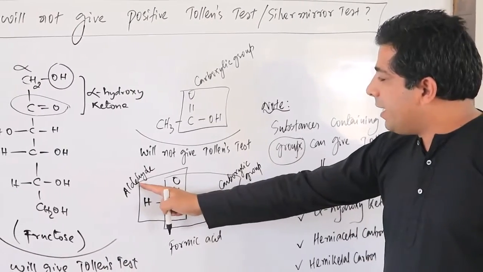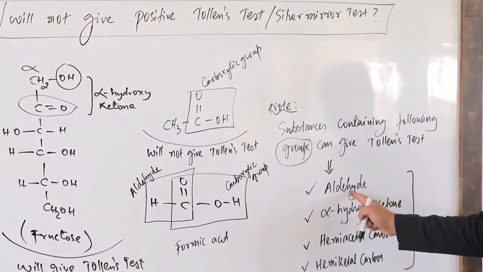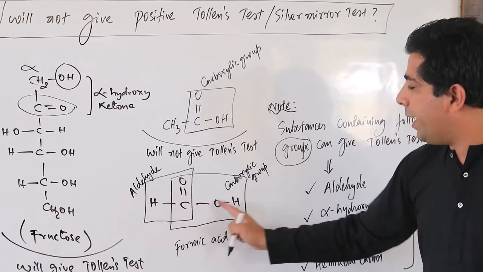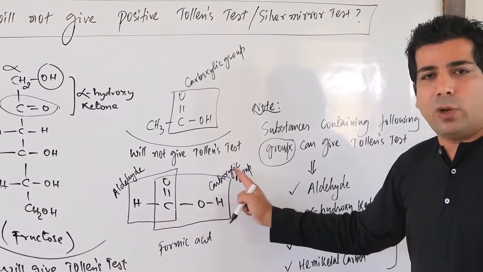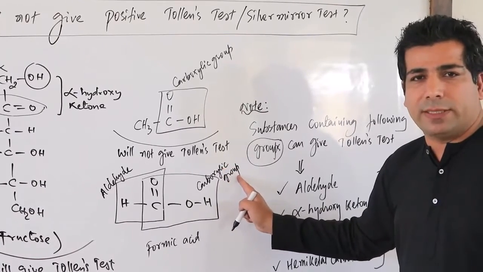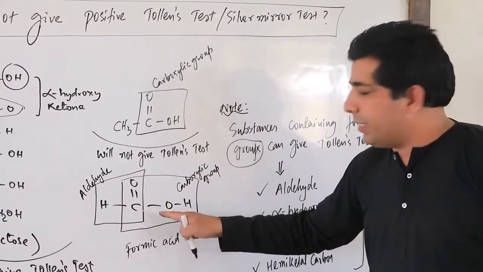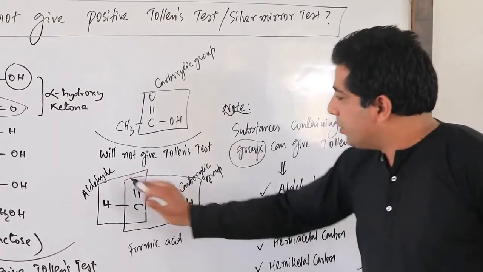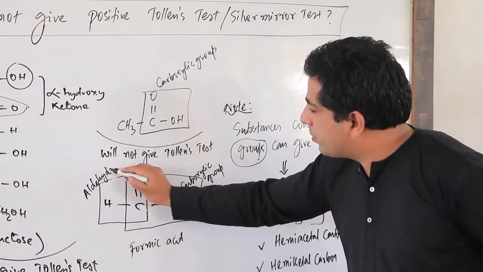So when it has an aldehyde group, we need an aldehyde group here. CHO is aldehyde, COOH is carboxylic acid. Carboxylic acid will not give the Tollens test, but this formic acid also contains CHO. CHO stands for aldehyde group, correct? So it has an aldehyde group also.